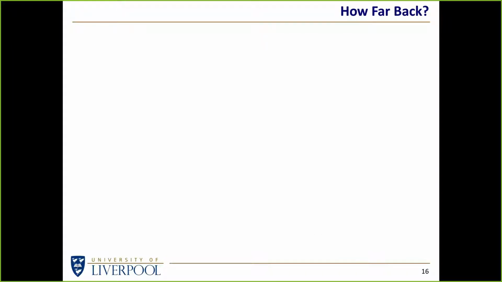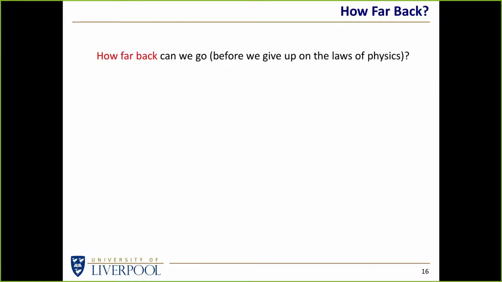And we can ask the question, well, how far back in time can we go to the point of t = 0, if you like? We know that the universe is 13.8 billion years old. How far back can we go before we can say, well, I'm not altogether convinced that the laws of physics still apply as we understand them at the moment?